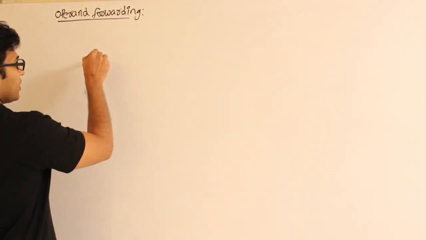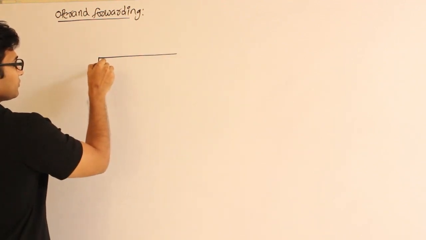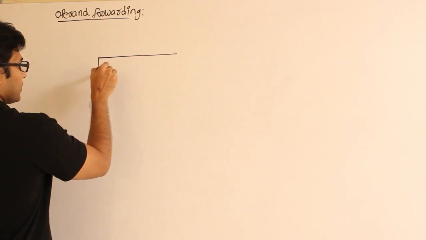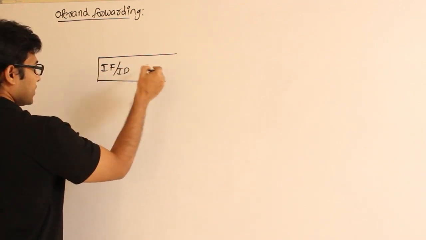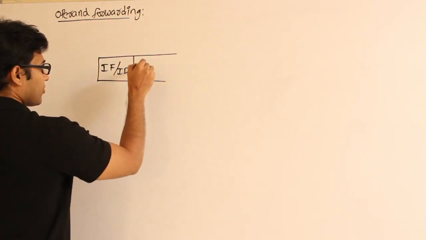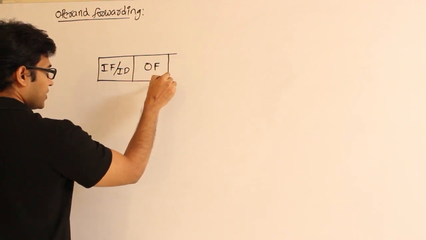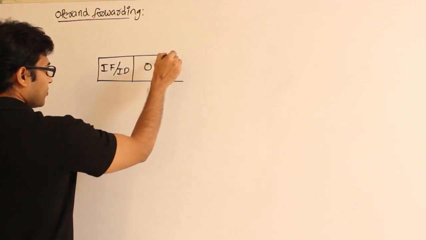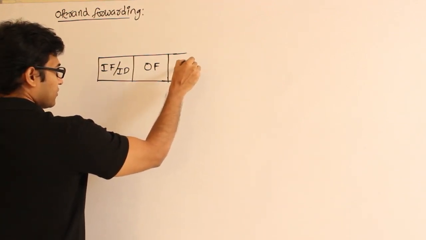Assume that we have this particular pipeline in which we are having 5 stages. The first stage is instruction fetch and instruction decode. So fetching and decoding are going to happen in this phase. And then the second phase is operand fetch. So in this operand fetch, we are going to fetch the operand from the register file, and these will be provided as input to the ALU, where the execution of the instruction will take place.